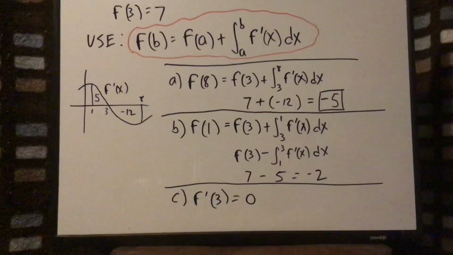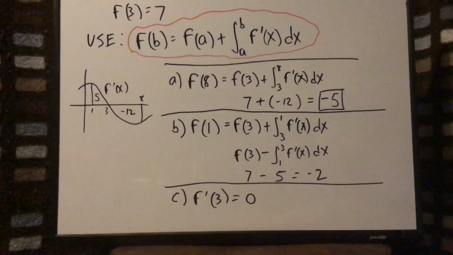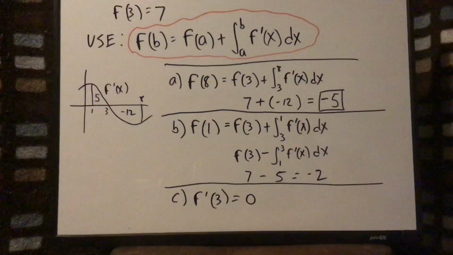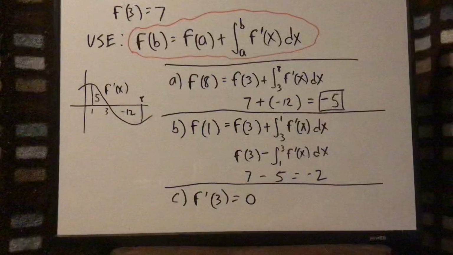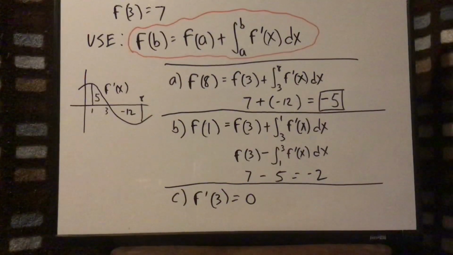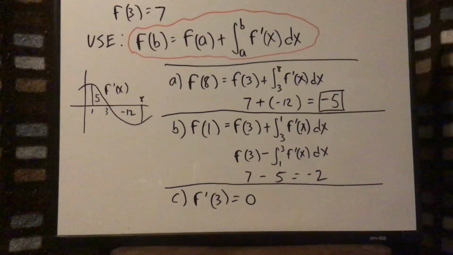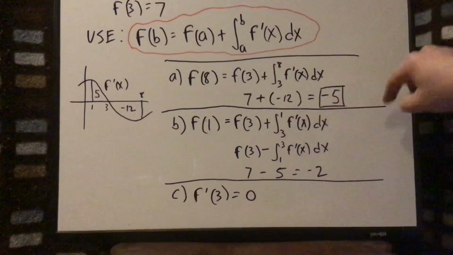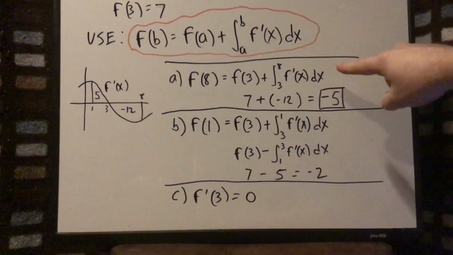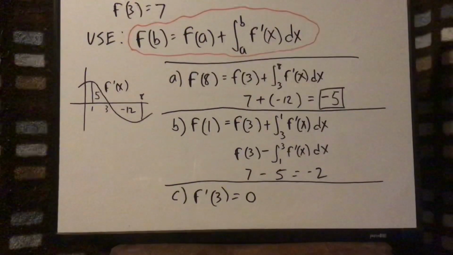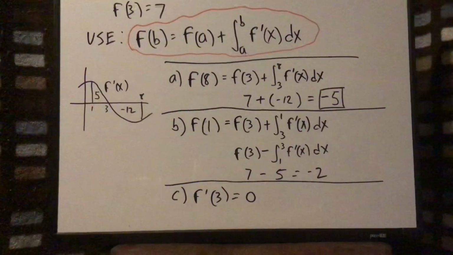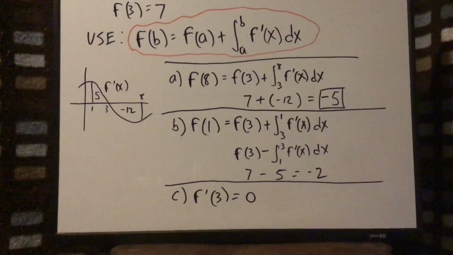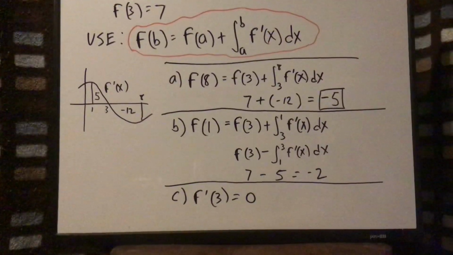So the solutions are as follows. If I want f of 8, I can use f of 3 to get it. So for a, I have f of 3 plus the integral from 3 to 8 of the derivative, and that, according to the formula, will give me f of 8. So f of 3 is 7. That integral from 3 to 8 of f prime of x I can get from the picture. 3 to 8 is that negative 12, so I substituted it in. And then I can just take 7 plus negative 12 and get my answer, which is negative 5.